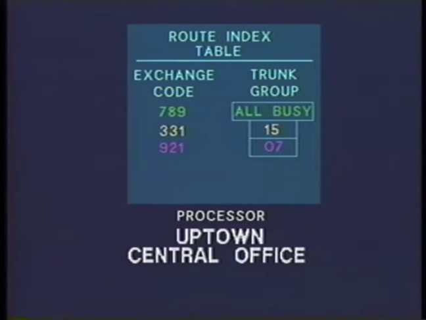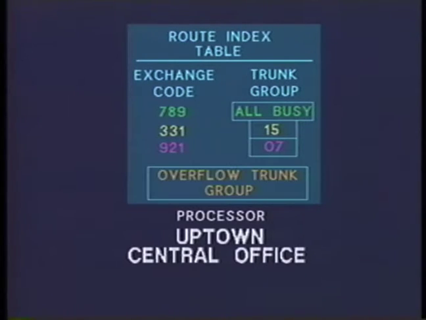If all trunks in the assigned trunk group are busy, my call could be blocked. To prevent call blocking, the call would be directed to a special route index that directs this type of call overflow to other available trunk groups.